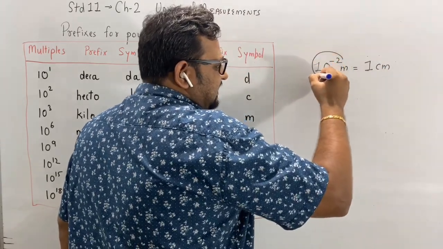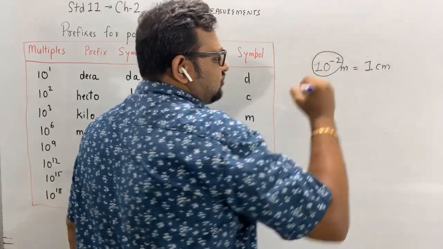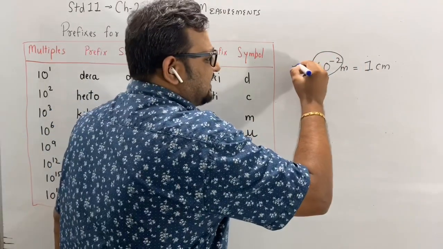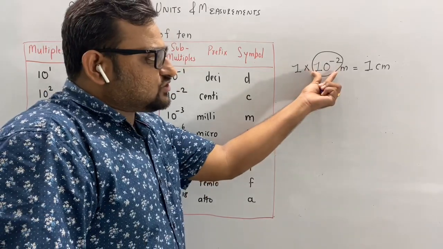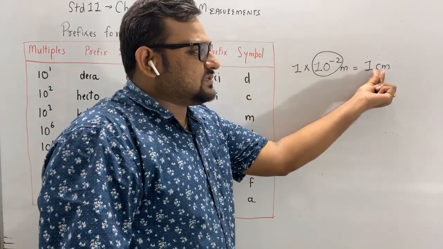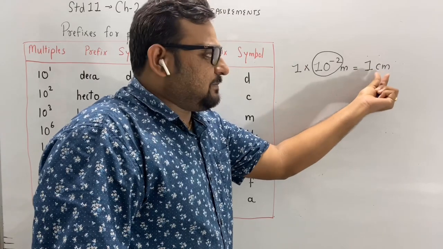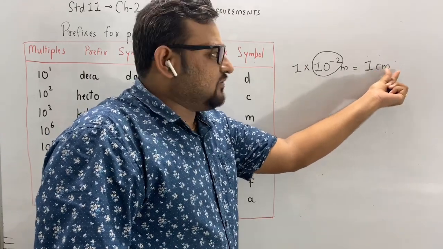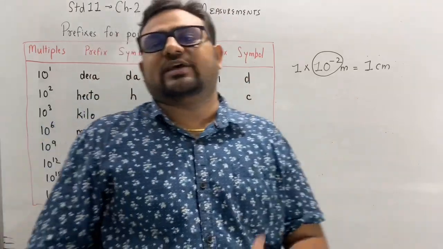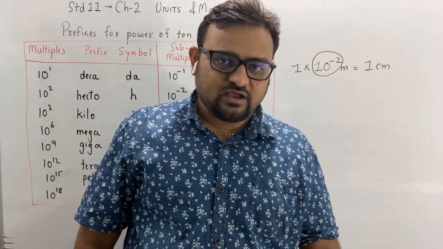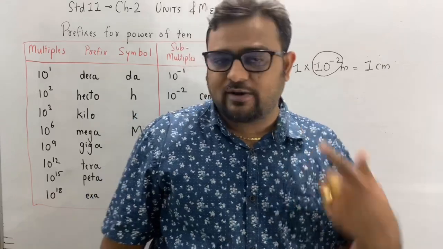So for 10 raised to minus 2, I can write this as 1 into 10 raised to minus 2. For 10 raised to minus 2, I used the symbol C. That is the prefix, and I'm using it before M. So we will study today about the prefixes. But first let me explain the power.